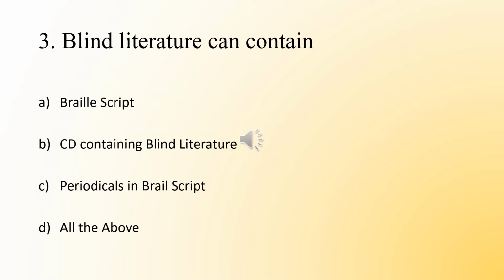Question number 3. Blind literature can contain option A, braille script, option B, CD containing blind literature, option C, periodicals in braille script, option D, all the above. The correct answer is again all the above.